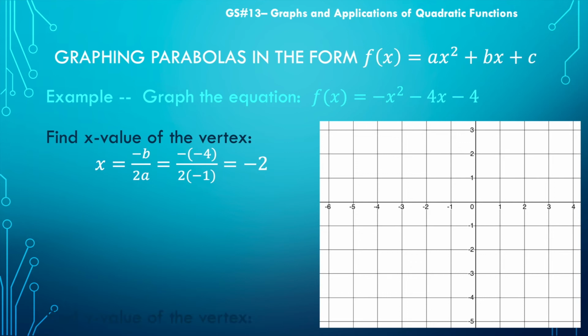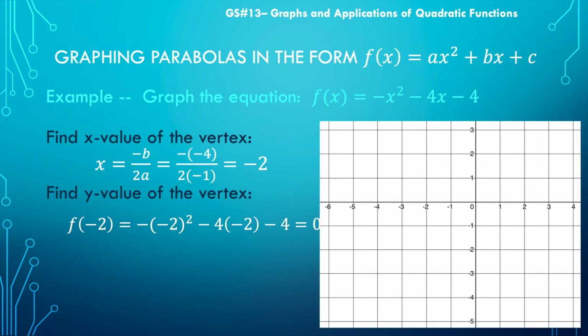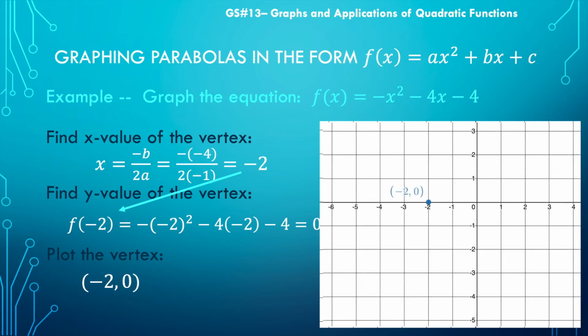Now remember, I find the y value of my vertex by subbing in negative 2 into my function. So f of negative 2 is negative 2 squared minus 4 times negative 2 minus 4. And when we put that all together, I've got a negative 4 plus 8 minus 4, which gives us 0. So we know that our vertex is going to be at the point negative 2, 0. So there we go. There's our vertex. And we know that this is going to open down, right?